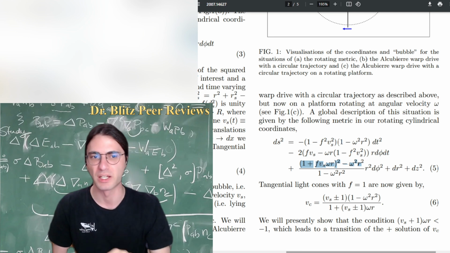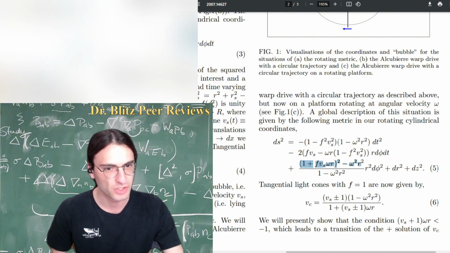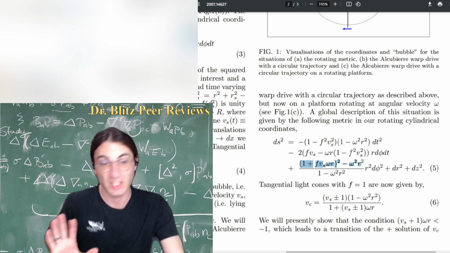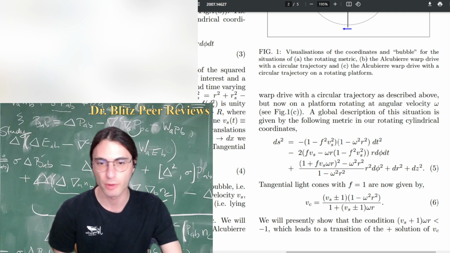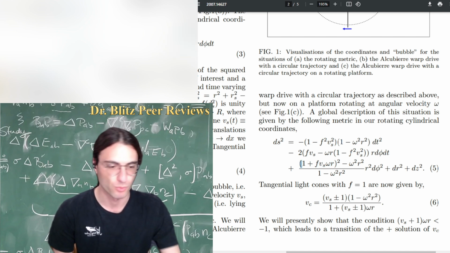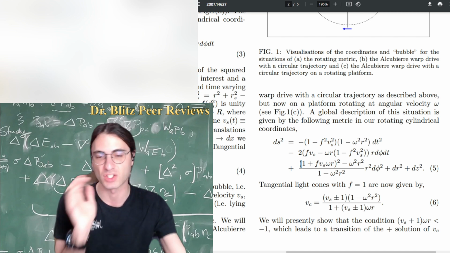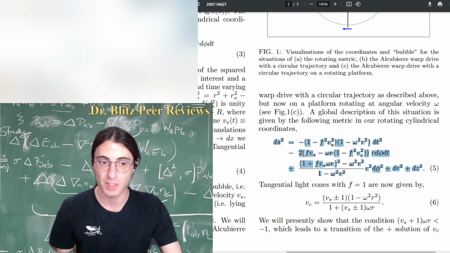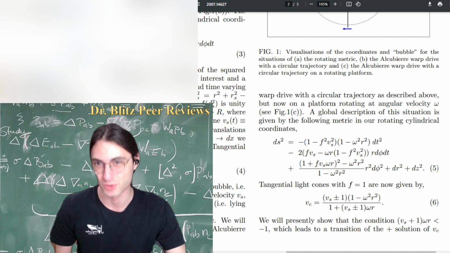Well, maybe we'll just buy it and see what they have to say. So this is the d phi squared. Let's just believe them. I mean, it does reduce to the normal rotating one. If you set f to 0, then you get the normal rotating cylindrical coordinate system, and if you set omega to 0, you get the Alcubierre system. So maybe this is actually a good compromise. But we'll see. Okay, so this is the metric. This describes the space-time curvature for this rotating cylindrical spinning warp drive.